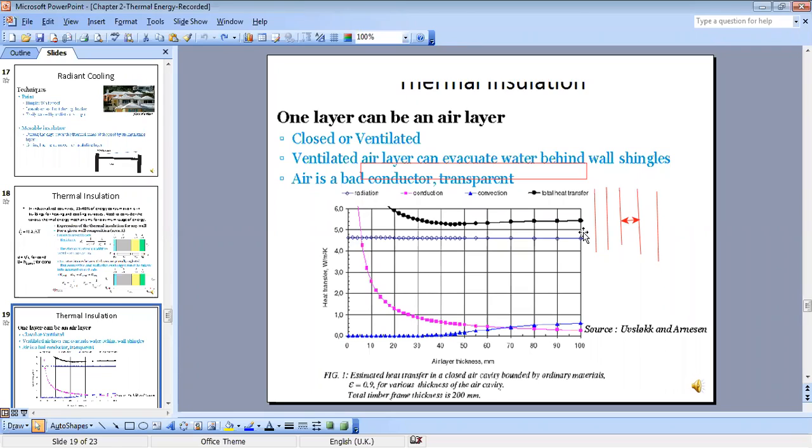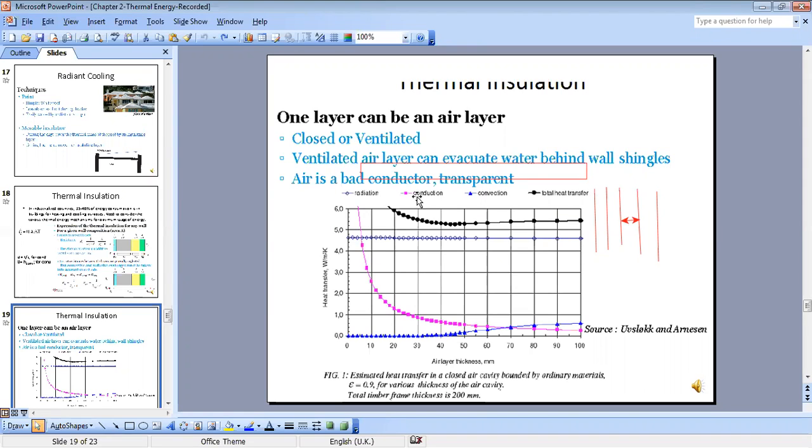Okay, the radiation flux will not be affected by the air layer thickness. Why? It's independent of the material. Yes. Because radiation takes place at the outer surfaces. Yes. Radiation takes place at the outer surfaces of the envelope, not inside the envelope.